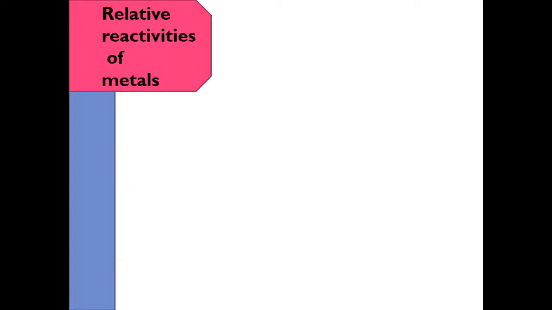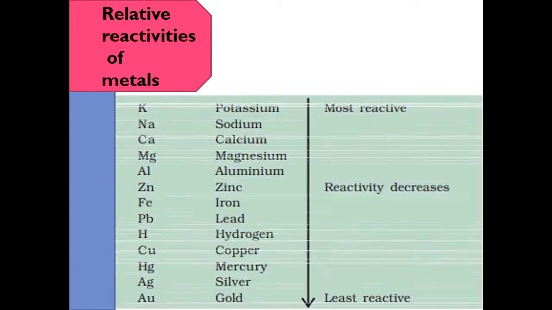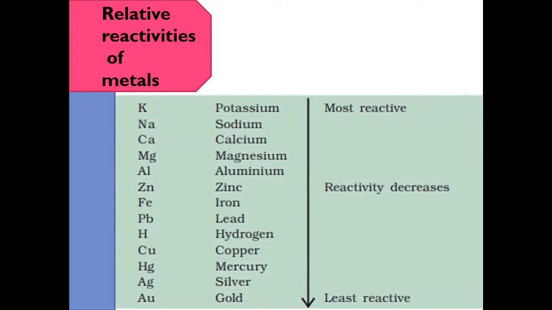Relative reactivities of metals. Before we go forward in this video, it is important to understand the relative reactivities of metals and relative reactivities of non-metals. For that, we should understand what is reactivity series or activity series of metals. The arrangement of metals in a vertical column in order of their decreasing reactivity from top to bottom is called reactivity series or activity series of metals.